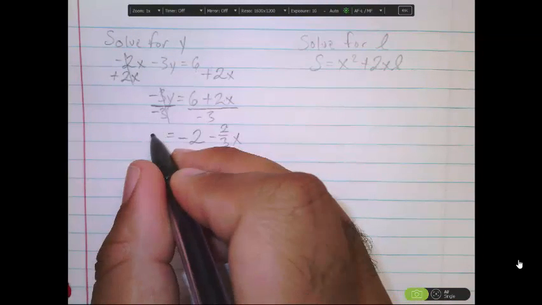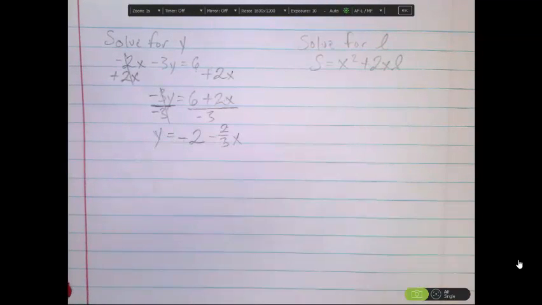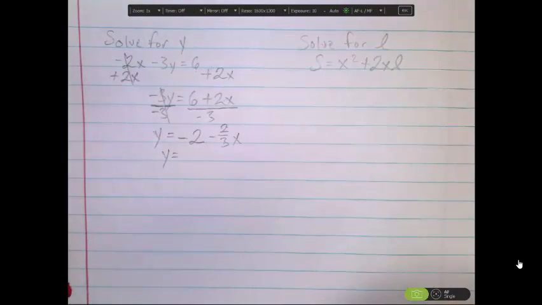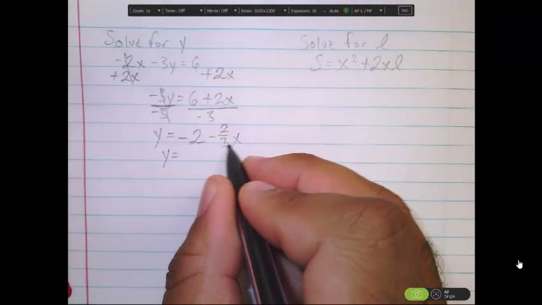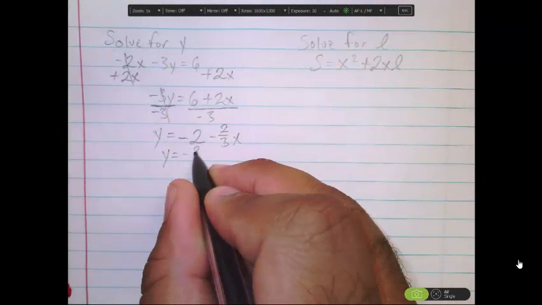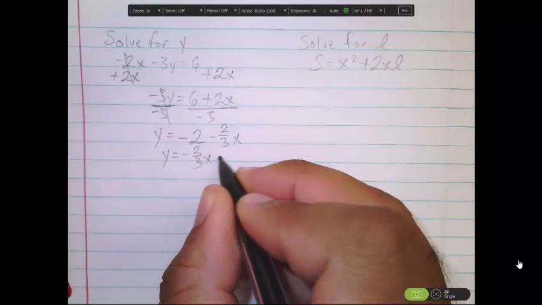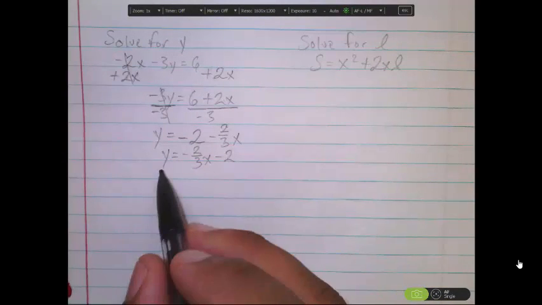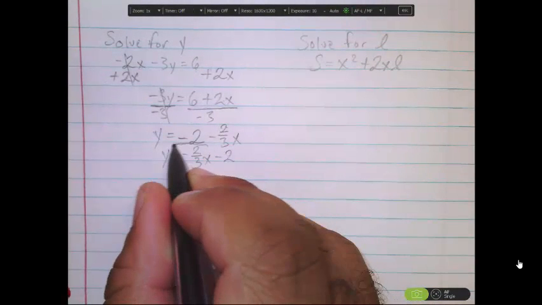Bring down our equal sign. Bring down our y. And we're done, but it looks messy, so we're just going to rewrite it one more time. We're going to say y equals, always start with your coefficient and your variable, negative 2/3 x minus 2. And the y is by itself, so we are done, and we can circle it.